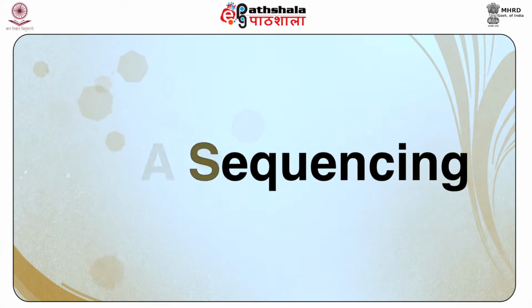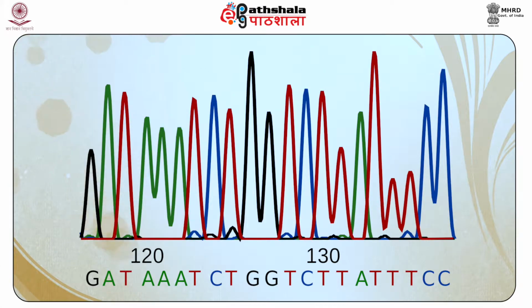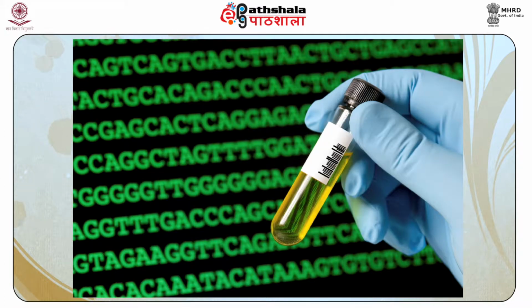First is DNA sequencing. DNA sequencing is the process of determining the precise order of nucleotides within a DNA molecule. It includes any method or technology that is used to determine the order of the four bases, that is adenine, guanine, cytosine and thymine, in a strand of DNA. The advent of rapid DNA sequencing methods has greatly accelerated biological and medical research and discovery.